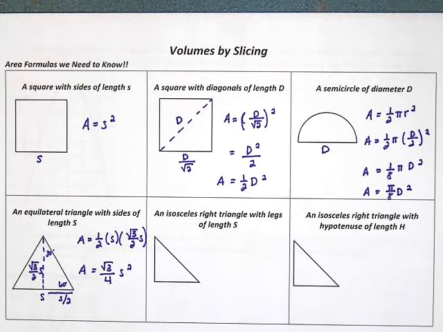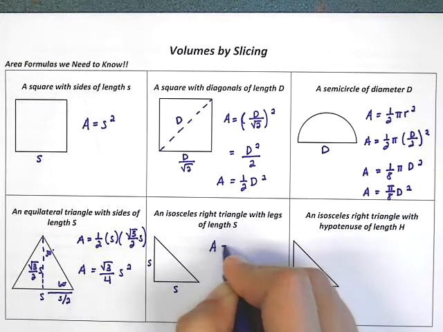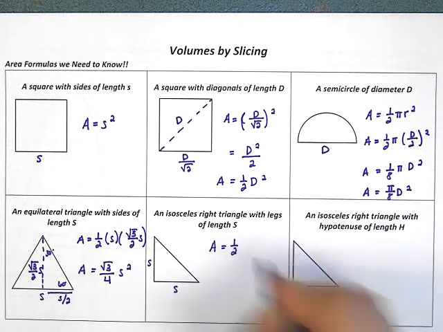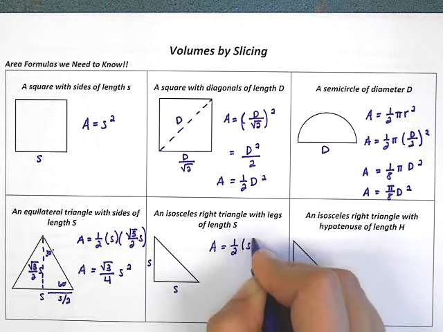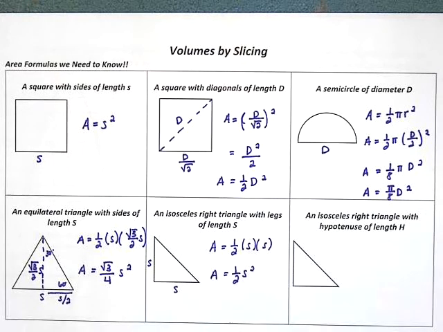If we had an isosceles right triangle where we knew one of the sides was s, because it's isosceles, we would know that the other side was also s, and then we could just use our regular area formula for a triangle, 1/2 times the base times the height, and we would end up with 1/2 s squared.